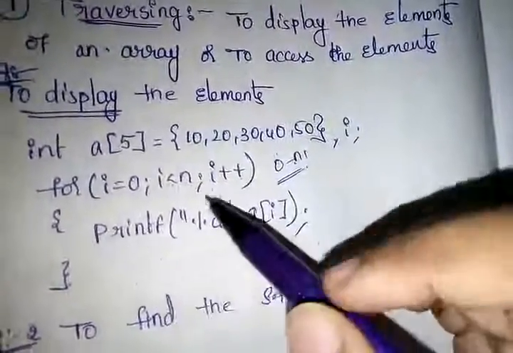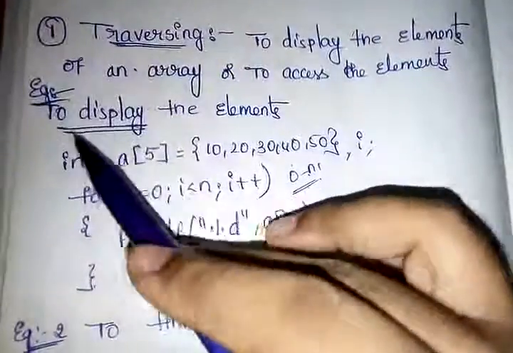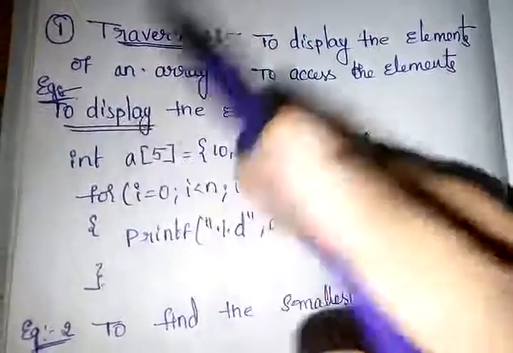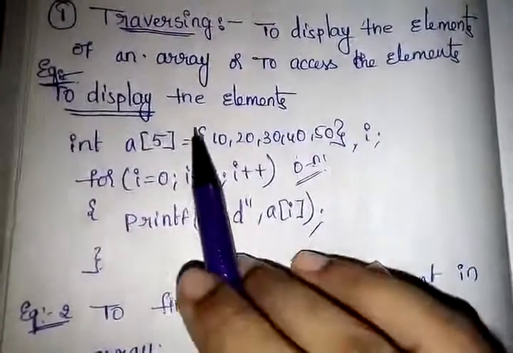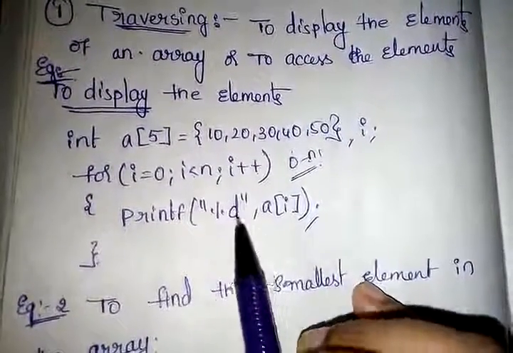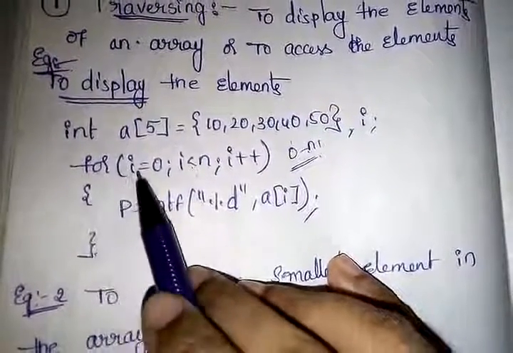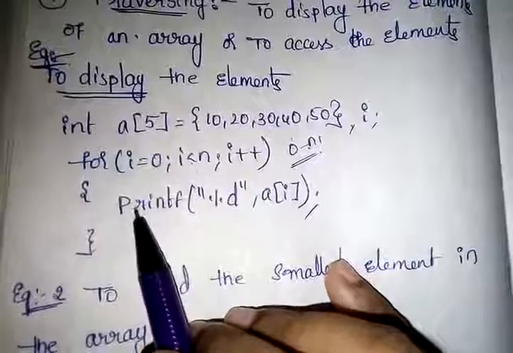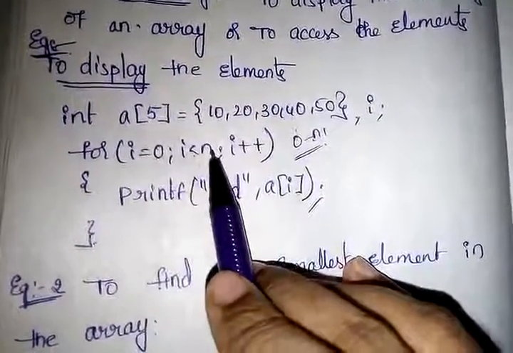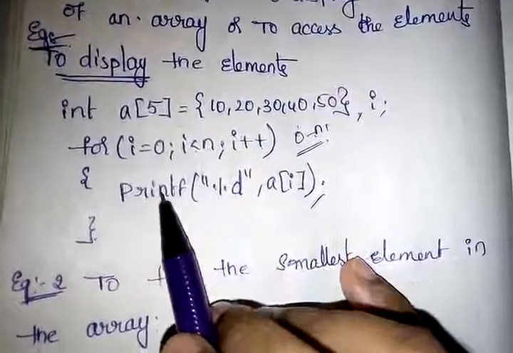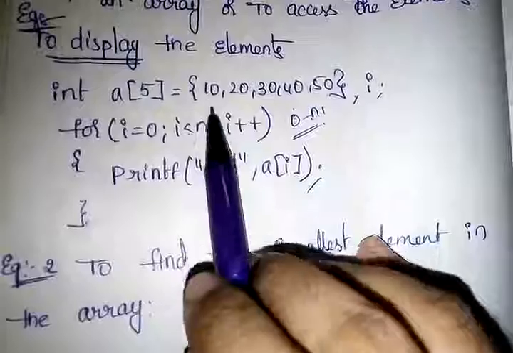So next, as we want to display all the elements of an array, we need to write a printf statement. So printf, each element of an array will be printed here using the loop. So in the initial iteration, when i equal to 0, it comes into the loop. 0 is less than 5, so it comes inside the loop. It prints a of 0, that is 10.